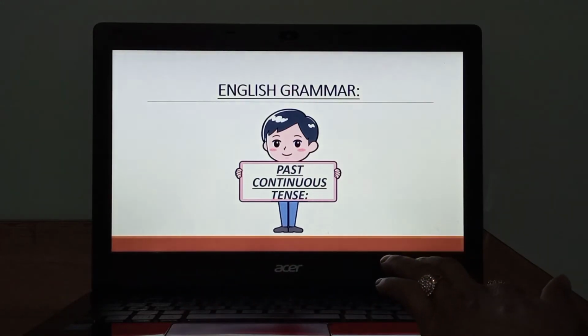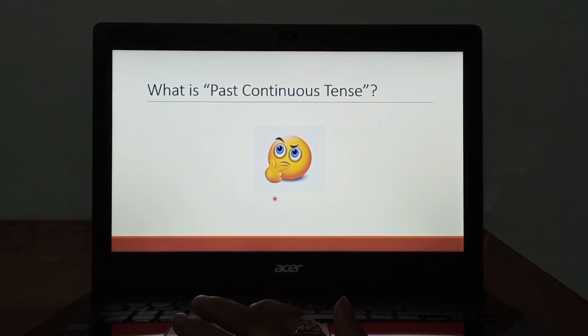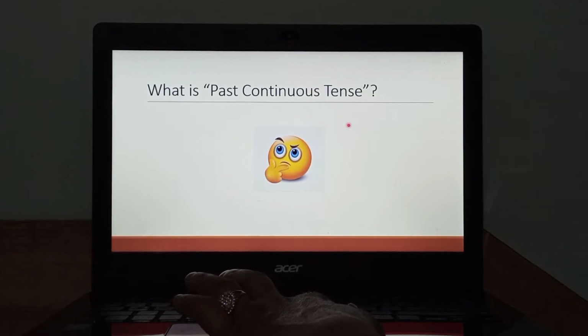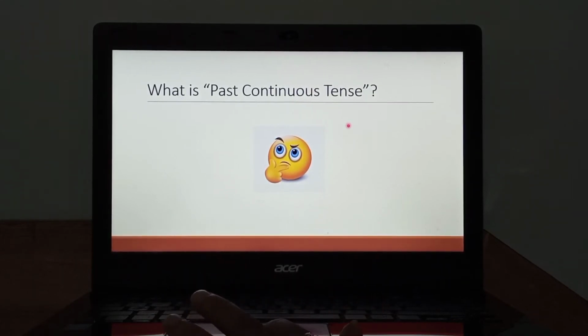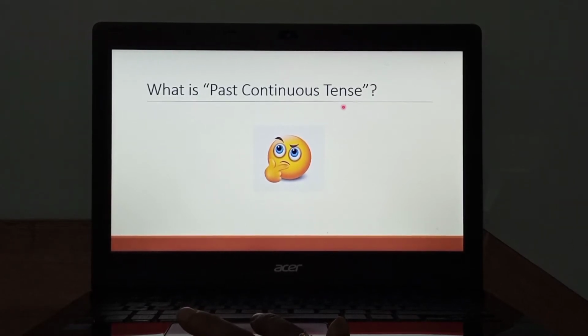First of all, I would like to define what is past continuous tense. This tense is also called past progressive tense. This tense shows an action that was going on at a specific time in the past. For example, children were playing in the ground.